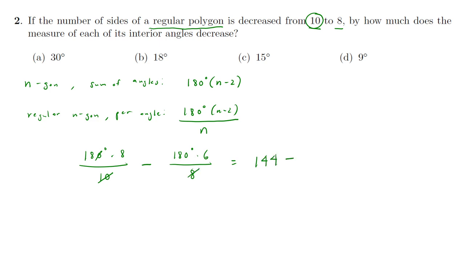Tapos, ito naman, common factor is 2. Okay, tapos common factor is 4. So, 45 times 3 ay 135. Okay, so yan na yung sagot. That is simply 9 degrees. Letter D.